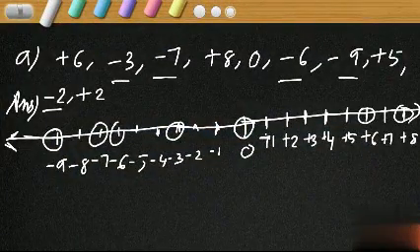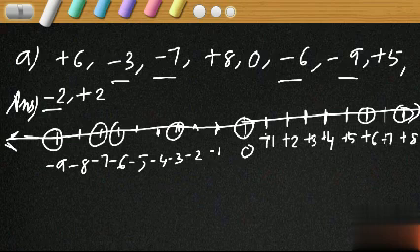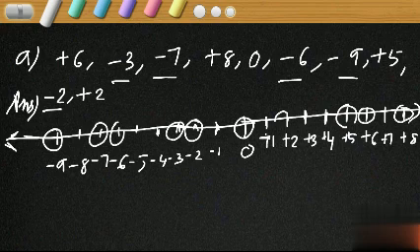Then we have +5. Where is +5? Yeah, here it is. Then we have -2, it is there, and +2, yes. So we have marked these numbers.